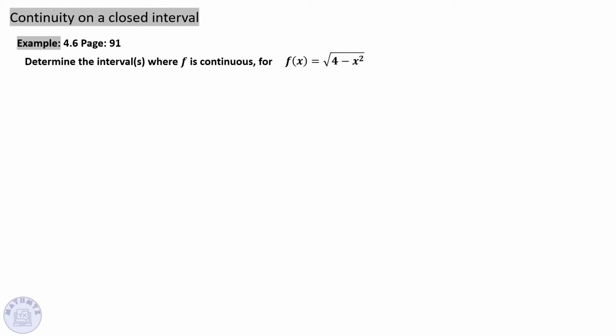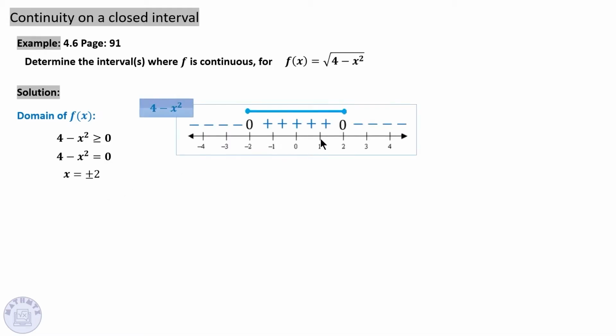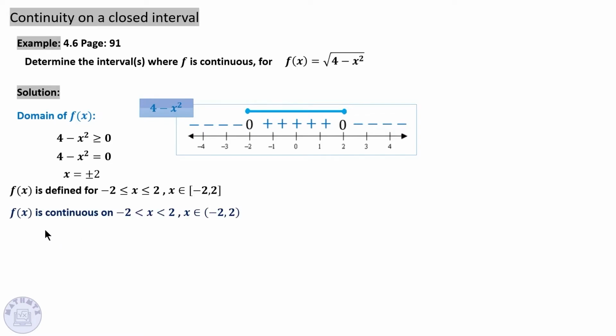Example, determine the intervals where f is continuous for this function. Now, first of all, let's see where it's defined. To find the domain of f of x, take what's inside the radical. Since we are dealing with a radical, it should be positive. Solving this inequality, let's solve the equation. x equals plus or minus 2. And therefore, I can see the inequality solution is in between. So here's the interval where the function is defined. You can see it's defined for the closed interval since f of 2 and f of negative 2 equal 0, which is fine. But the function, we say it's continuous on the open interval.